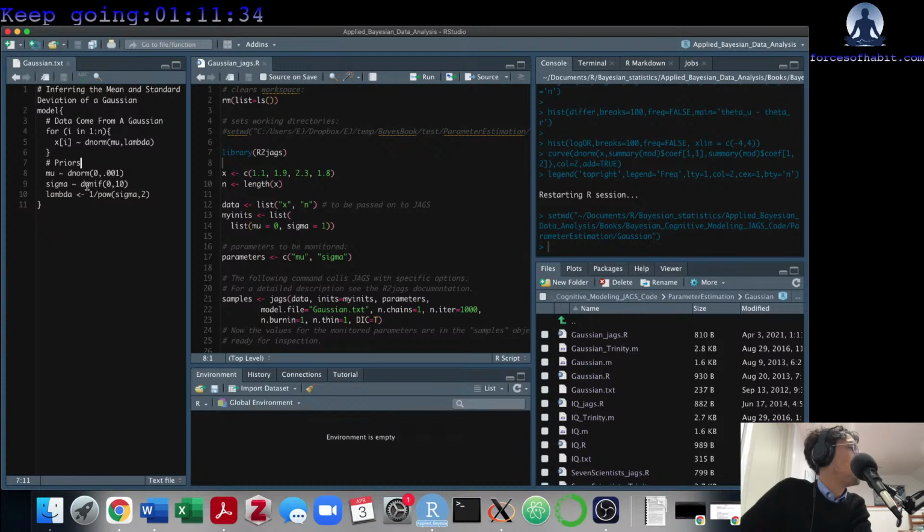Anyways, so this is a uniform distribution from 0 to 10, and then lambda is represented as deterministic, right? So it's not distributed by some probability distribution, but we use information about sigma here in order to get information about lambda. And using that information about lambda, then we can model the data.